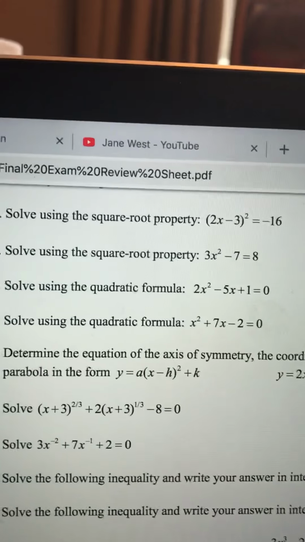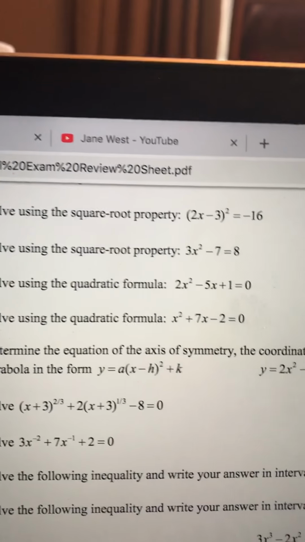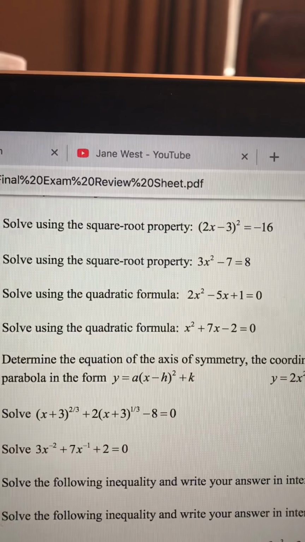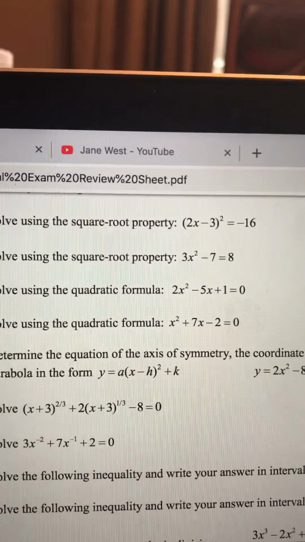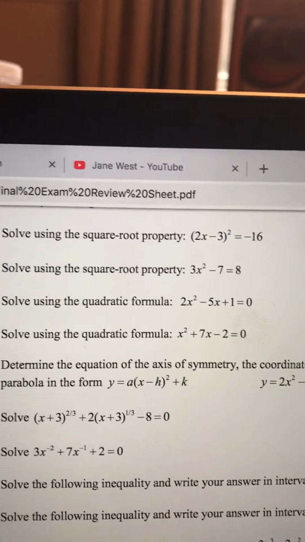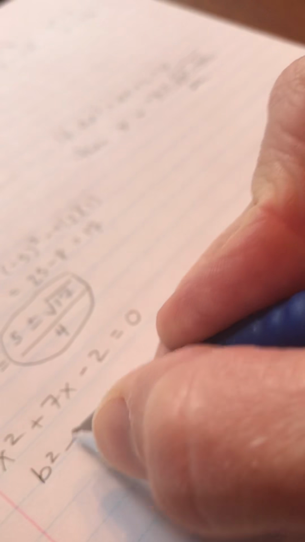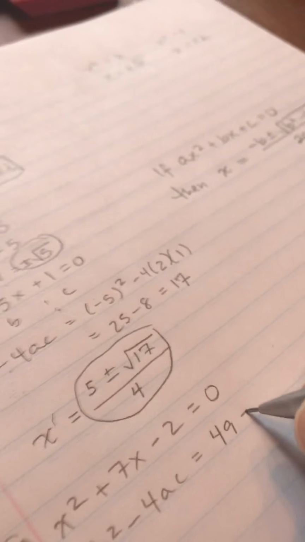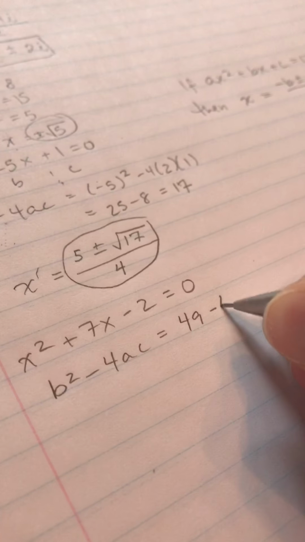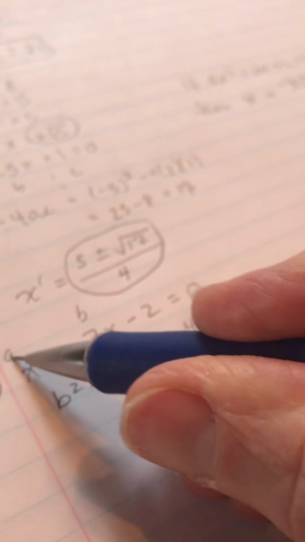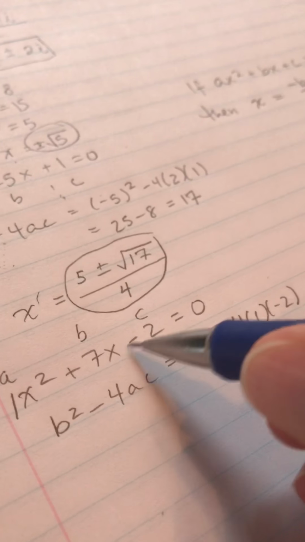Number 28. Solve using the quadratic formula: x squared plus 7x minus 2 equals 0. You might notice that that doesn't factor, because it would have to be x plus 1, x minus 2, or x minus 1, x plus 2, and neither one of those gives you 7x in the middle. So the quadratic formula is the way to go. b squared minus 4ac, first of all, is 7 squared, 49, minus 4 times 1 times negative 2, because b is 7, a is 1, and c is negative 2.